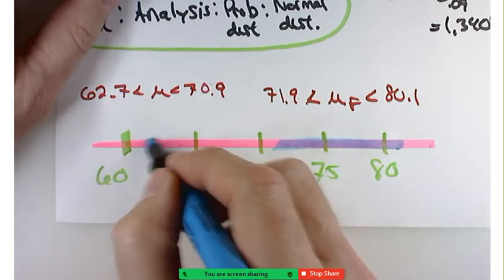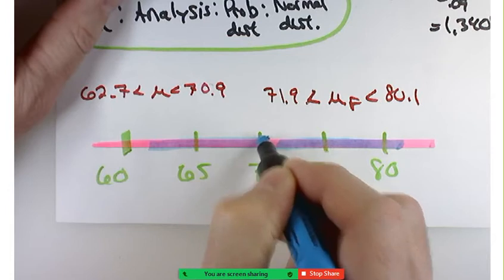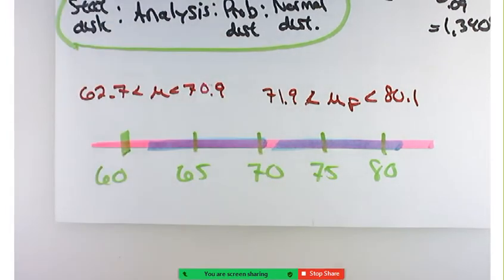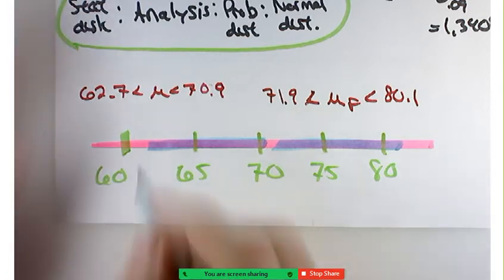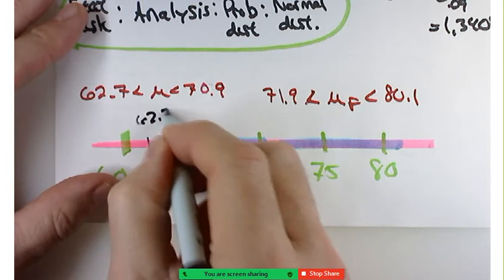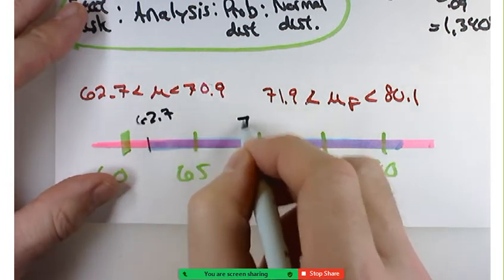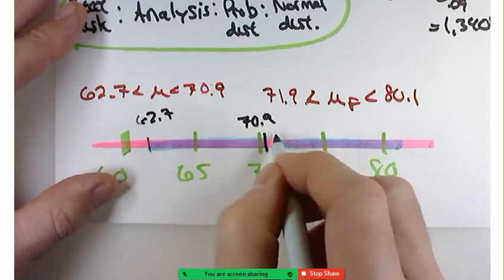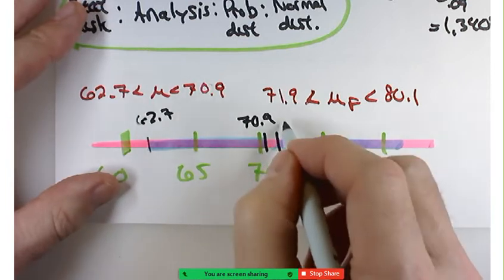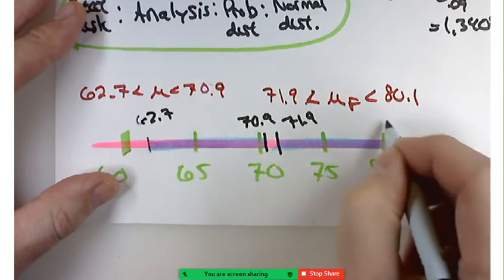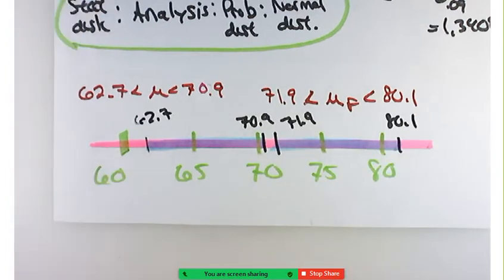So, yeah, about here. Let me kind of sharpen that a little bit. 62.7, 70.9, and then 71.9 to, and that's not exactly very accurate, but that's good enough, 80.1.